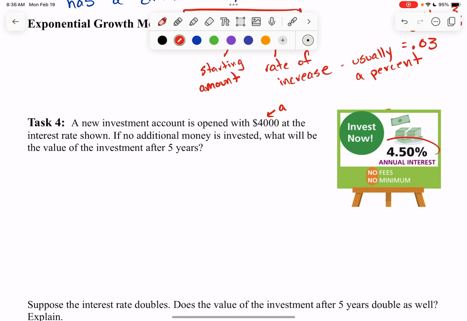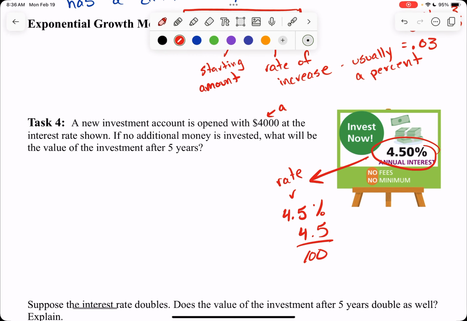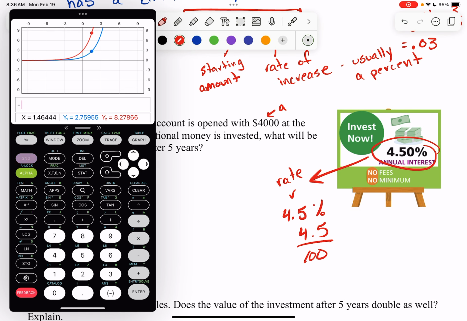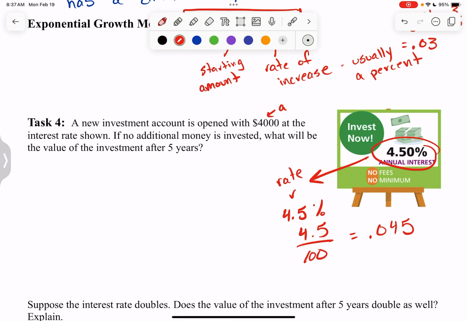At the interest rate shown, this here would be my rate, or my R, which is 4.5%, which is 4.5 per 100, which would be 0.045 as a decimal. Okay, 0.045. If no additional money is invested, what will be the value of the investment after 5 years?